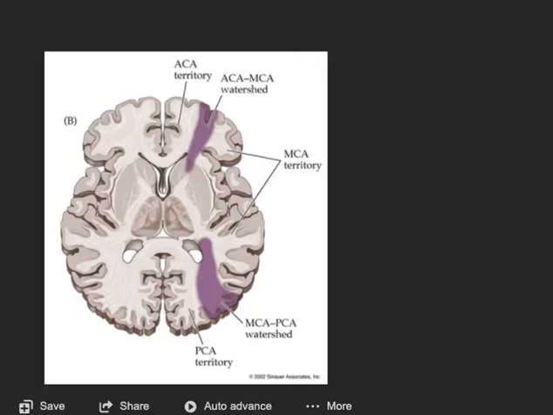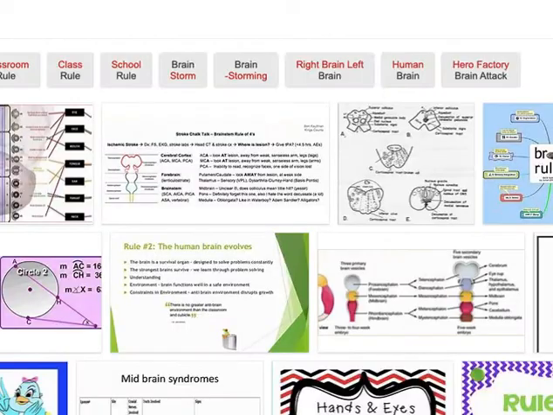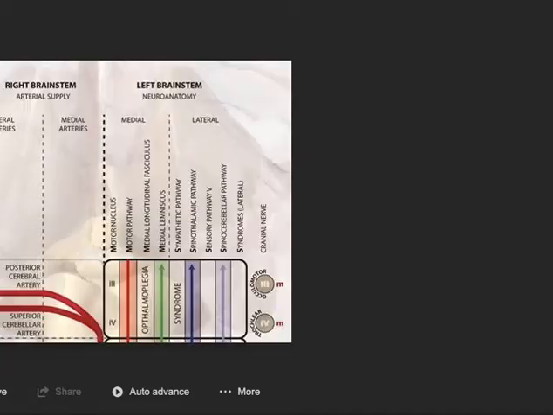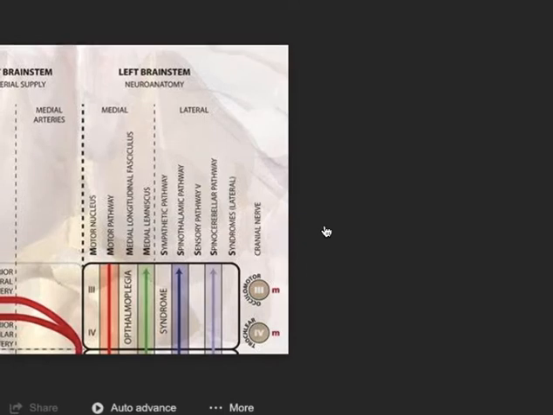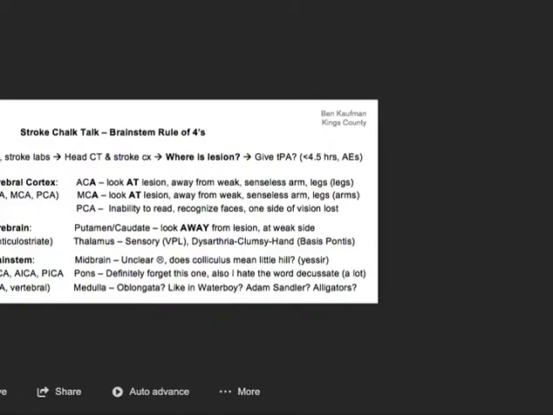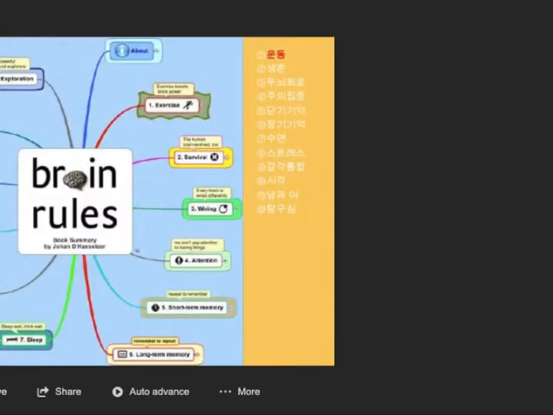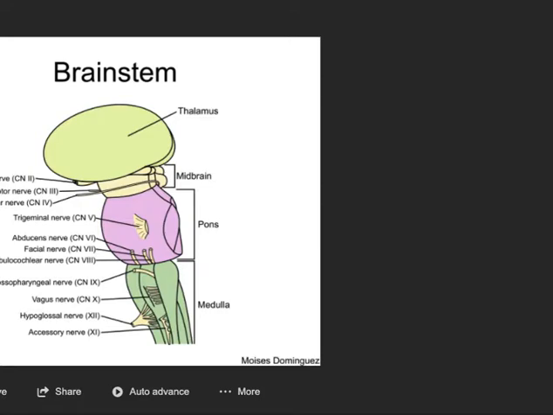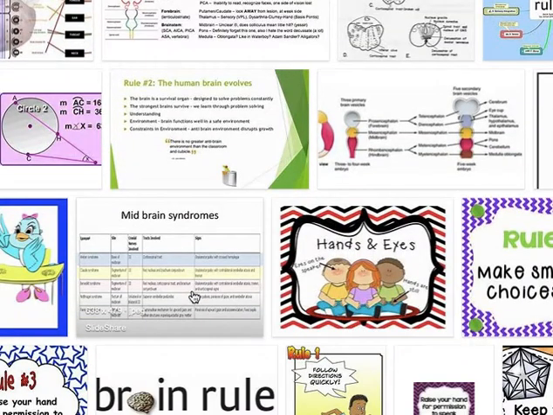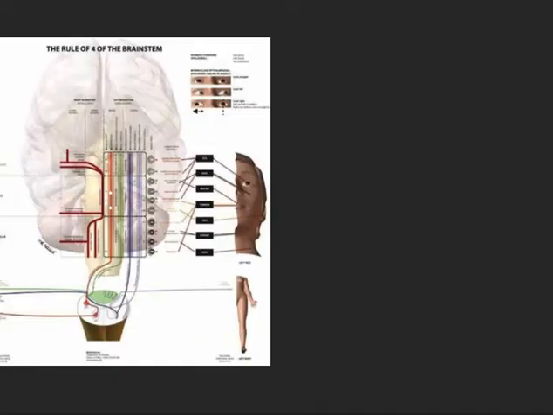Rule of four brain. Yes, very nice diagram. This one is nice, but a little clearer. Yes, this one, a very complicated one. Okay, wait. I think this one is the best one.